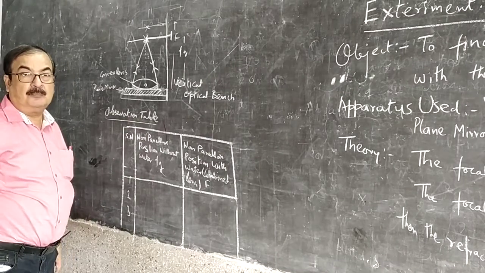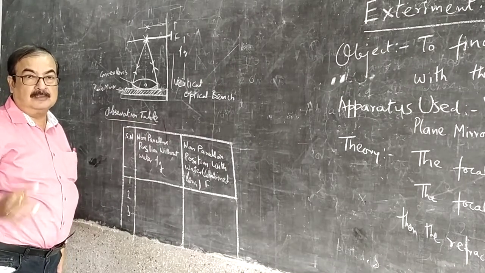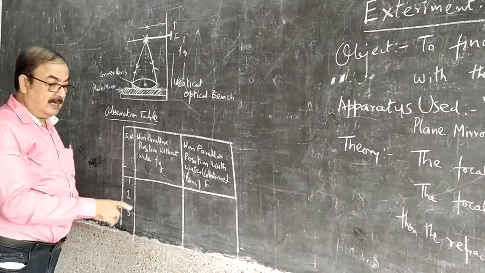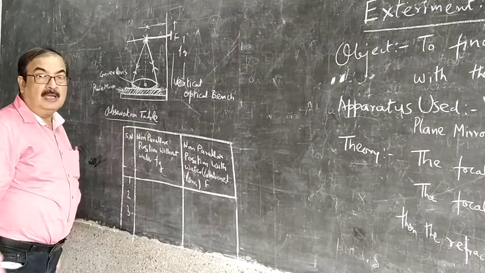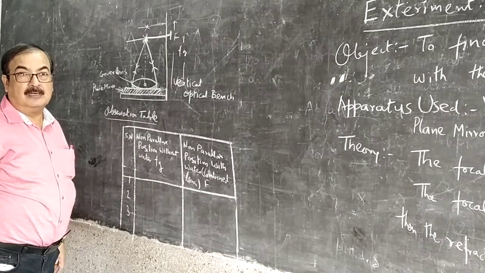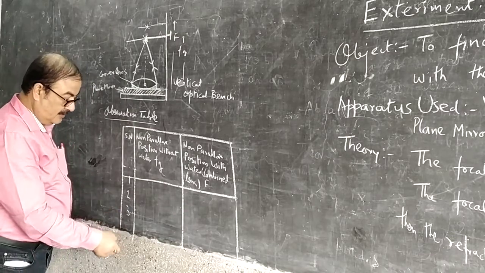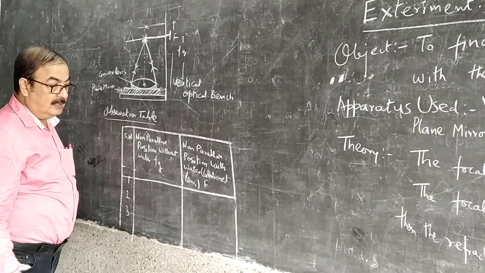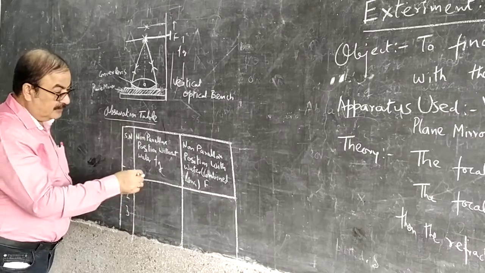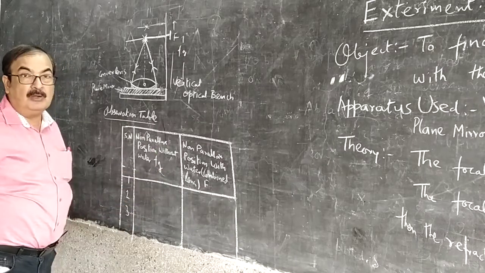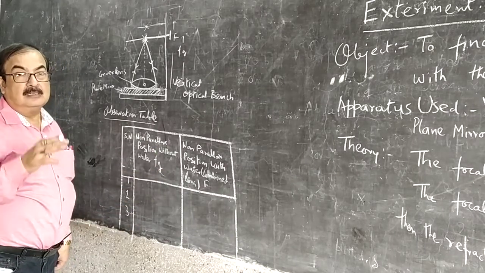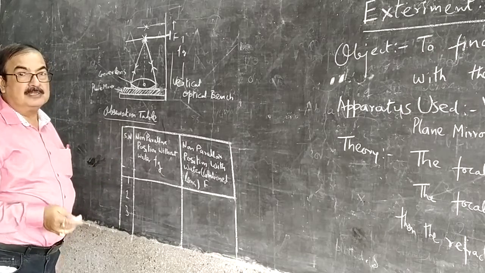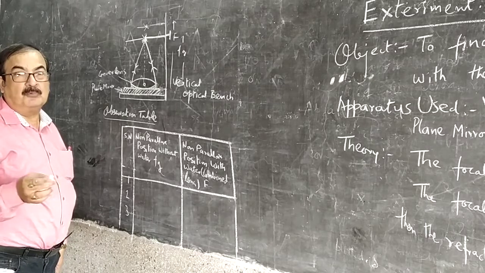Then again you just repeat the same thing, and again you take two sets, Fg and F, and repeat it. That is, you can take at least three readings, so that you can get three values of mu, and then take the average of that. Whatever average we get will be approximately equal to 1.33.